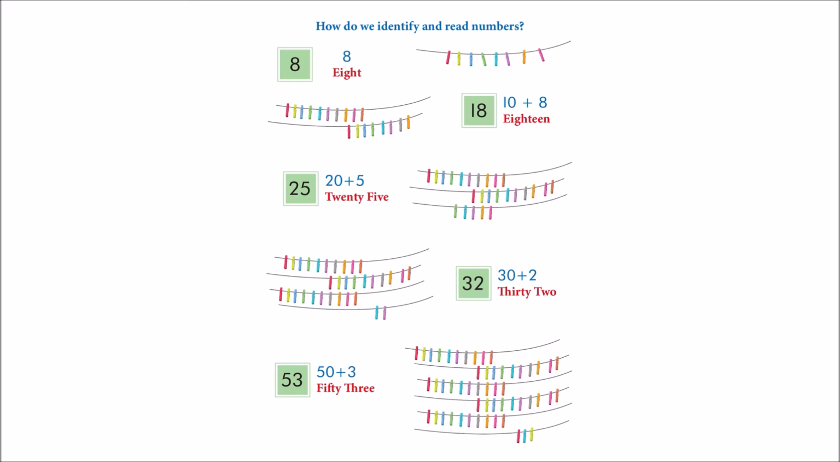Now how about the number 25? We have 20 plus 5 which gives us 25. And then we have 32. 30 plus 2 gives us 32. And then 53. 50 plus 3 is 53.